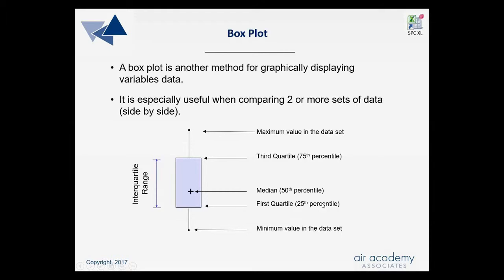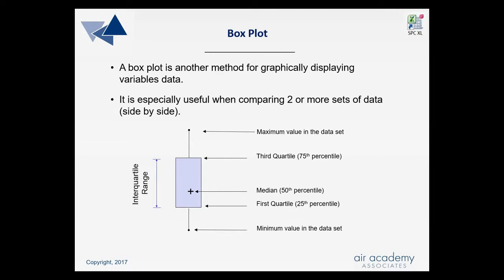So what is a box plot? Well, it's another method for graphically displaying continuous data. It is especially useful when we want to compare two or more sets of data, and we do this side by side. That's what a box plot does. If we only have one set of continuous or variables data, we might use a histogram because there's nothing to compare it with, that is, multiple data sets. But when you have two or more data sets, this is an ideal, very simple, but easy to understand tool to use.